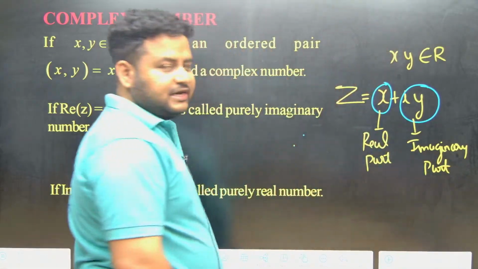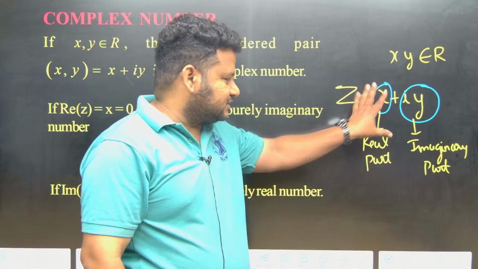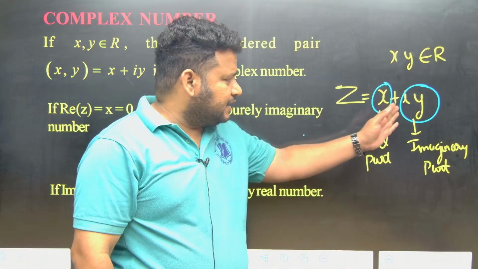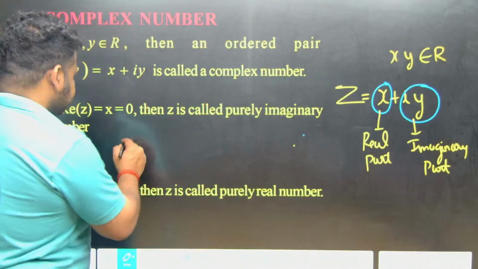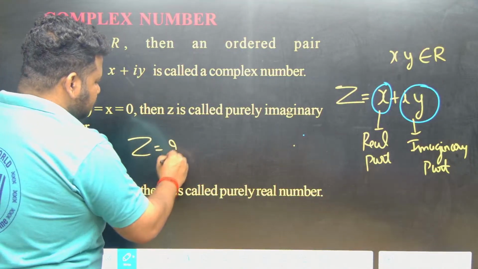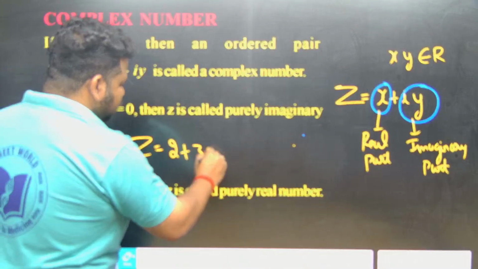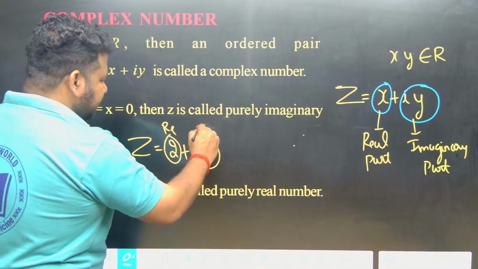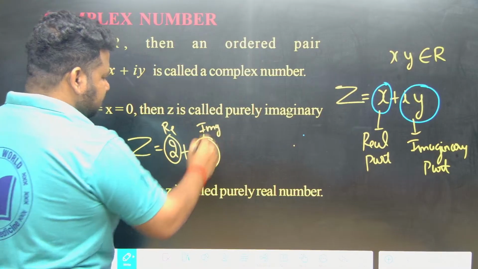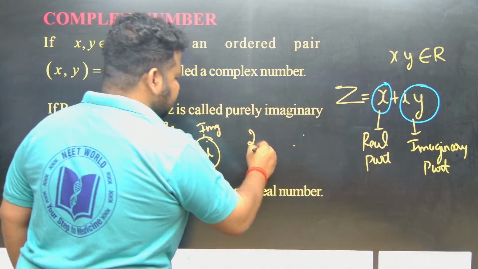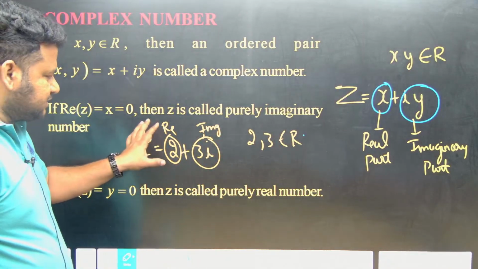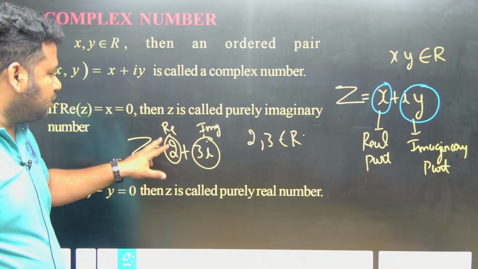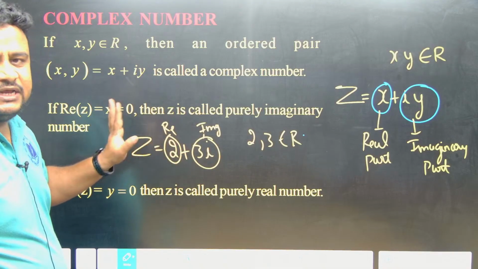Z is equal to x plus iy. Here only x is called the real part, and i into y is called the imaginary part. Let us take some example. Suppose I write z is equal to 2 plus 3i. Here 2 is called the real part and 3i is called the imaginary part. We know that 2 and 3 belong to real numbers, but when we write x plus iy, this 2 is called the real part and 3i is called the imaginary part.